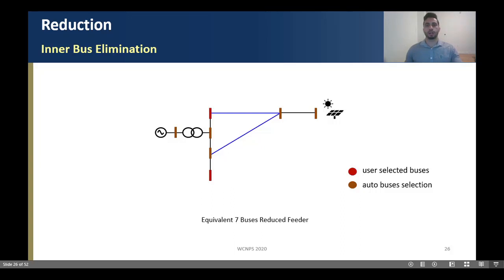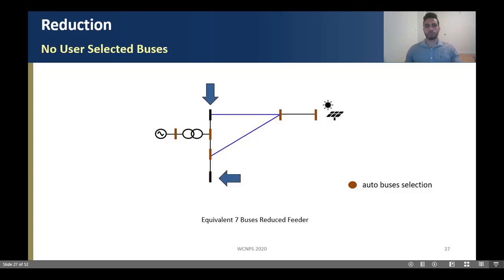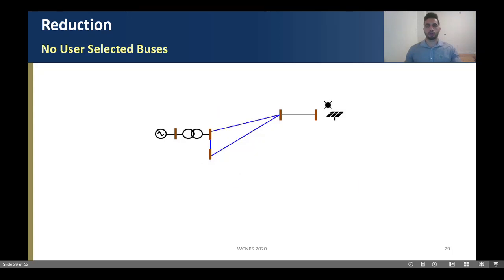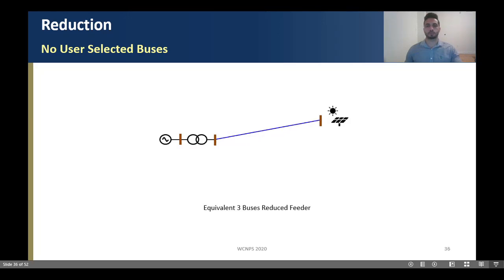So what would happen if the user had not selected any buses in the initialization process? We would have 2 more buses passive of reduction, then we would repeat the overall process again, and we would converge to a parallel branch. Note that this case only occurs when we have a meshed topology. Basically, we merge all the line parameters and continue with our reduction process. And here we have an equivalent 3-bus reduced feeder of our 10-bus example.